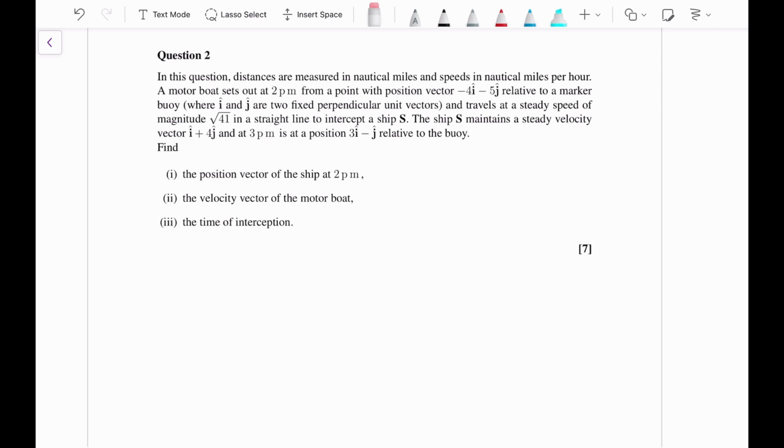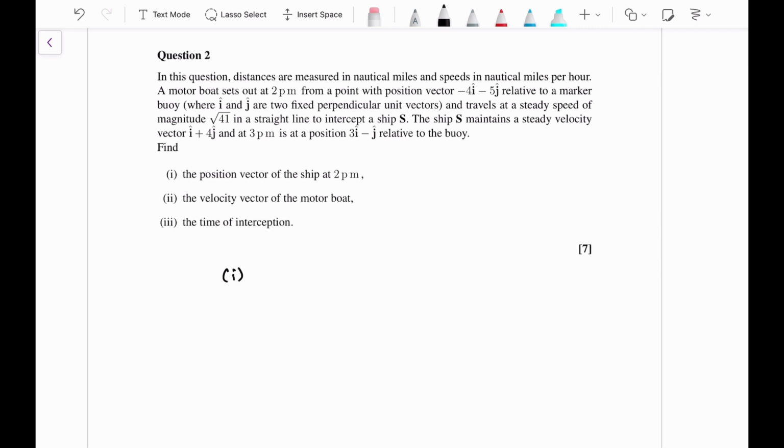The ship S maintains a steady velocity vector i plus 4j. At 3 p.m., so the time is different, it is at position 3i minus j relative to the buoy. Okay, so what's given in the question is the positions and the velocity and speeds in the case of the boat. And then the first component of the question says the position vector of the ship at 2 p.m. This is really simple.